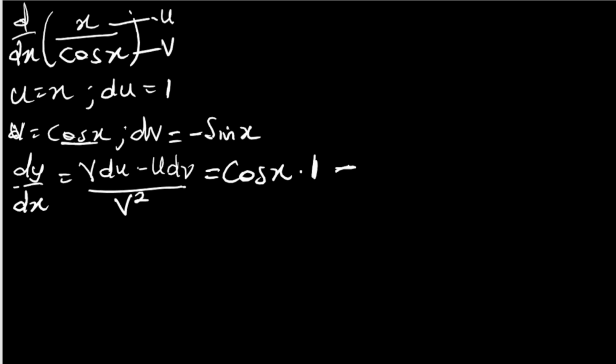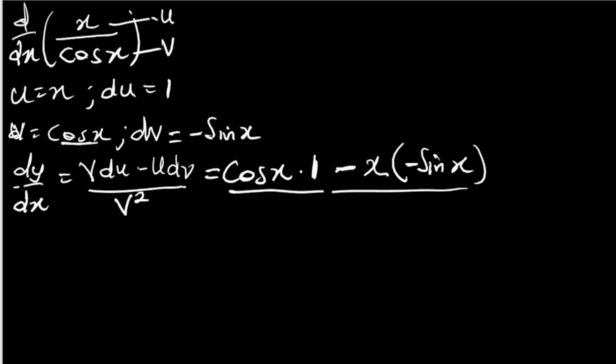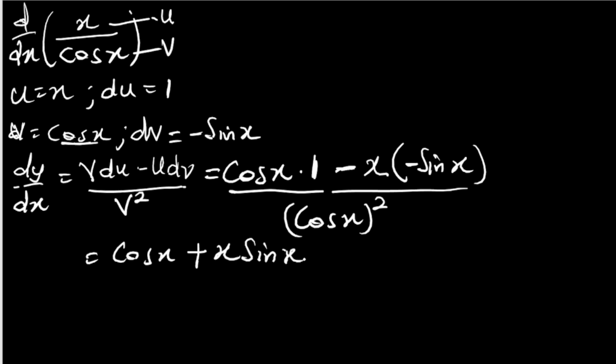Now we have our du to be 1, minus, we have our u to be x, and our dv to be minus sine x, all divided by our v all squared. Our v is cos x, all squared. That is, we'll be having this to be cos x, because 1 multiplied by this will be positive, which is minus and minus.